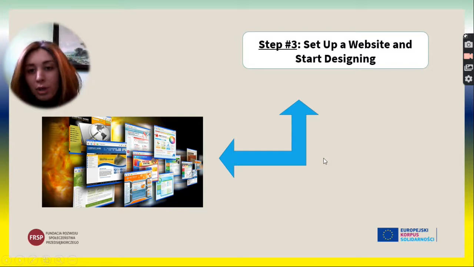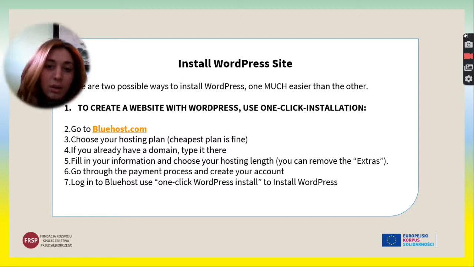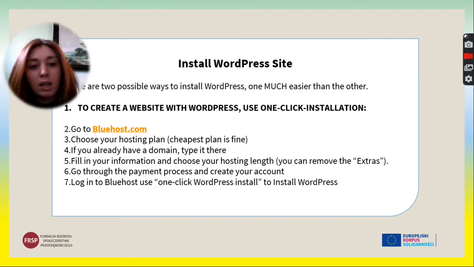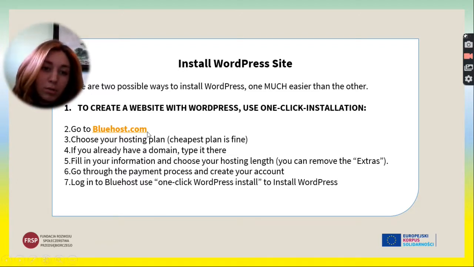And step 3 is to set up a website and start designing. We have 2 possibilities. We can create a website with WordPress with one-click installation. We go to Bluehost where we have been and we create the domain, and at the end we need to log into Bluehost to use one-click WordPress install and to install WordPress.